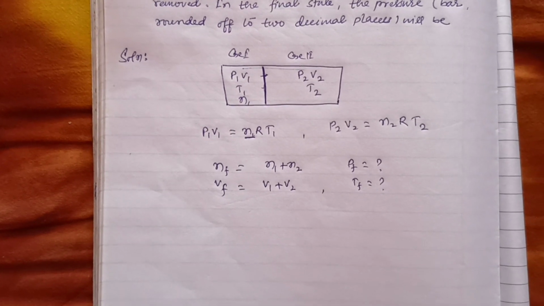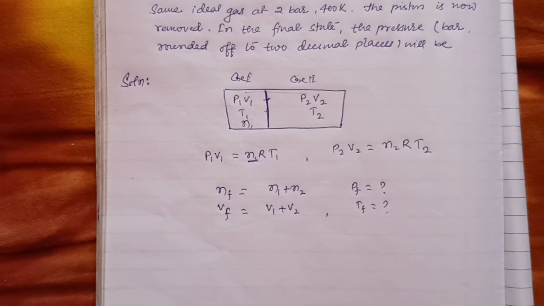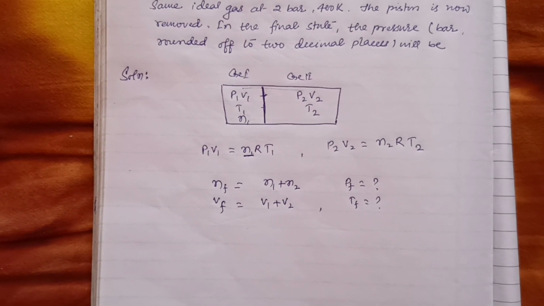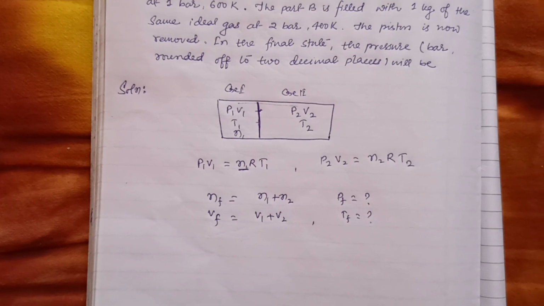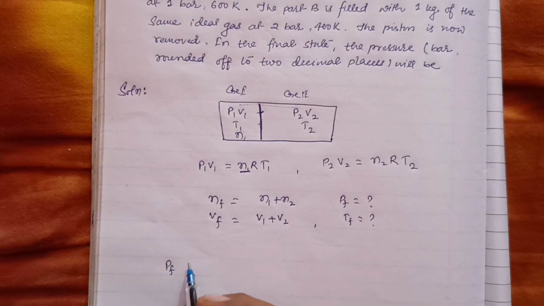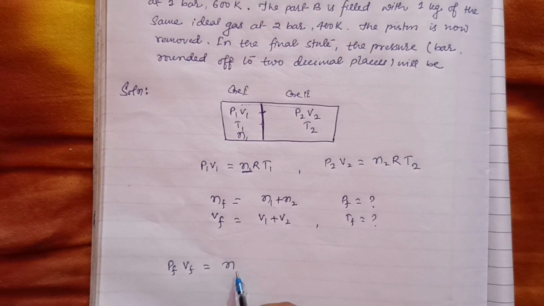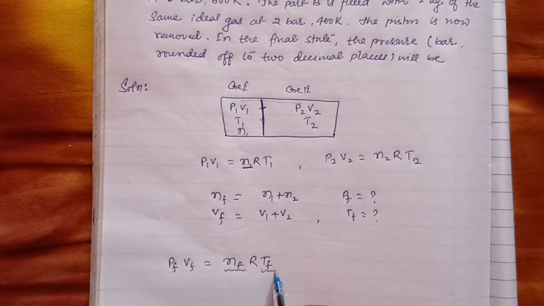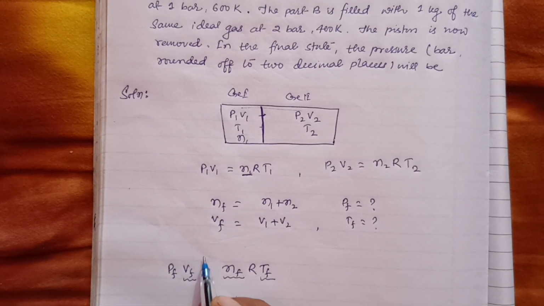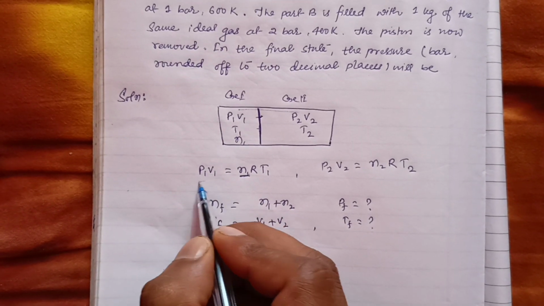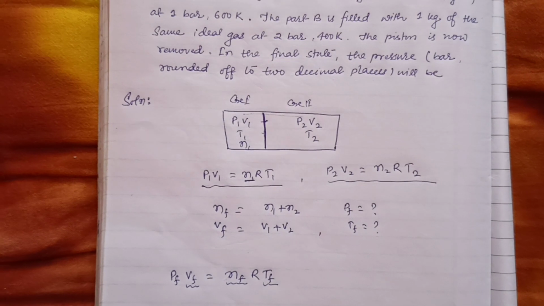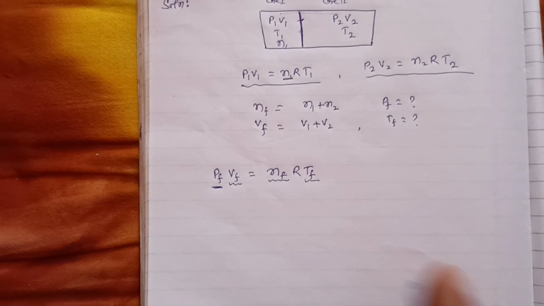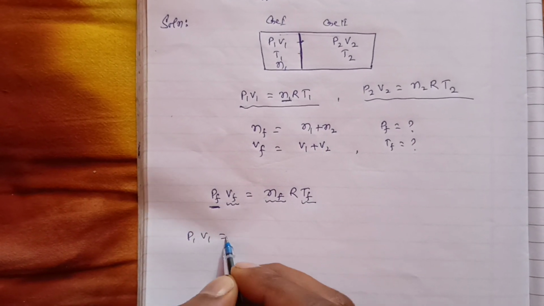So to find this, first we will find the temperature, because once we find the temperature, then we can put it in the equation P final into V final is equal to N final into R into T final. N final we know, T final we have to find, then V final we know from V1 plus V2. This V1 plus V2 we can calculate from the equations which we know, so from there we can find P final, it is easy. So now let us find V1 first.